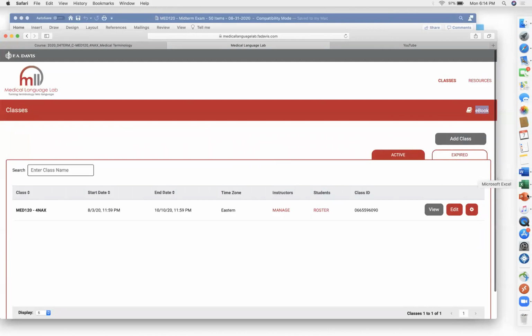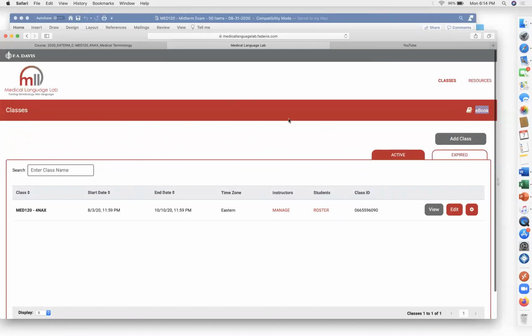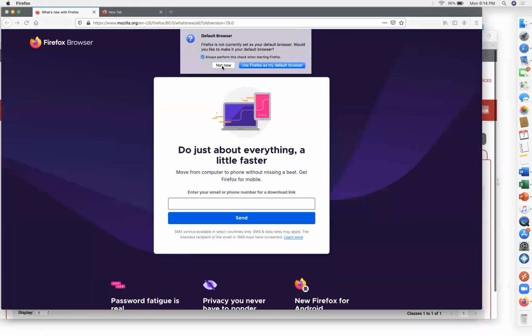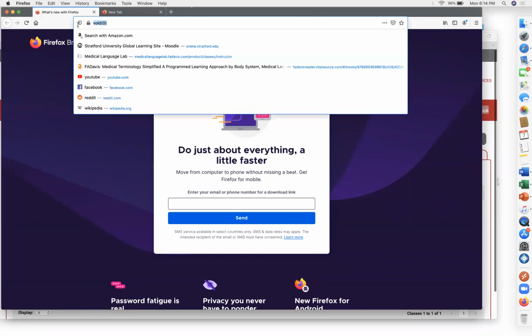Let's see if it works this way. Where's my Firefox? Put this address here. Ugh, this is now annoying. Let's do it this way.